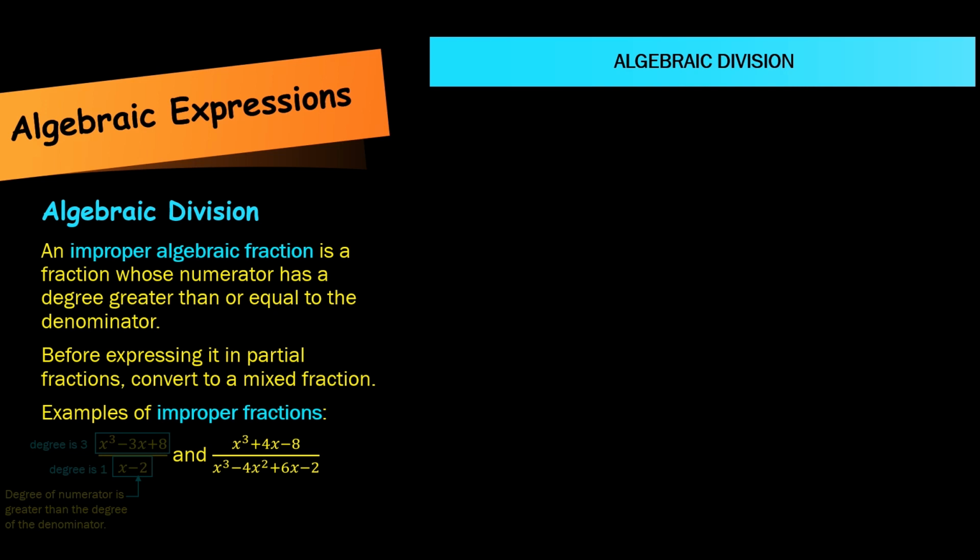Another example of an improper fraction is x cubed plus 4x minus 8 all over x cubed minus 4x squared plus 6x minus 2. Here, the degree of the numerator is 3 and the degree of the denominator is also 3. The degrees of the numerator and the denominator are equal.